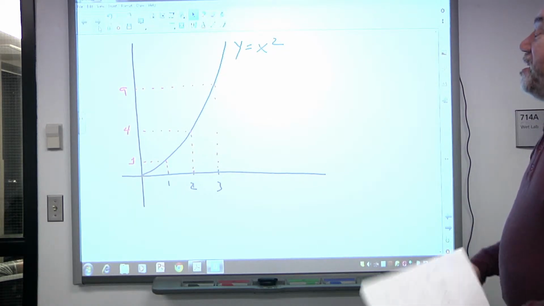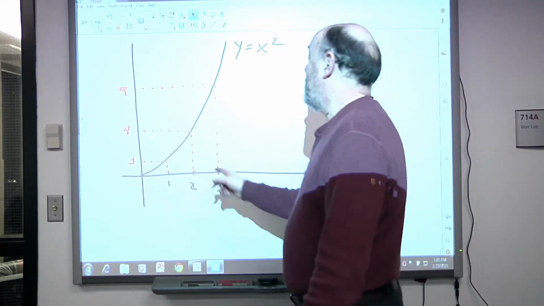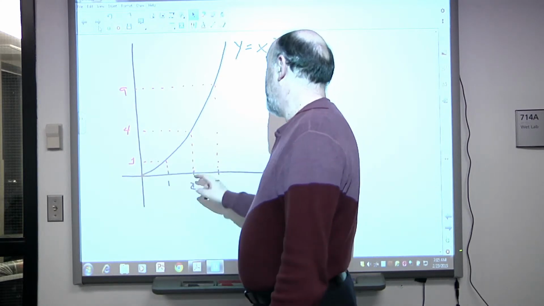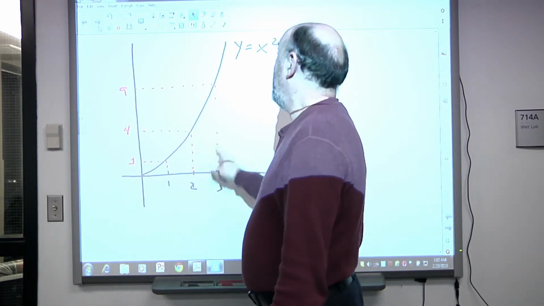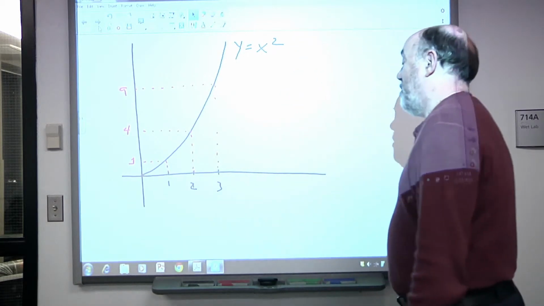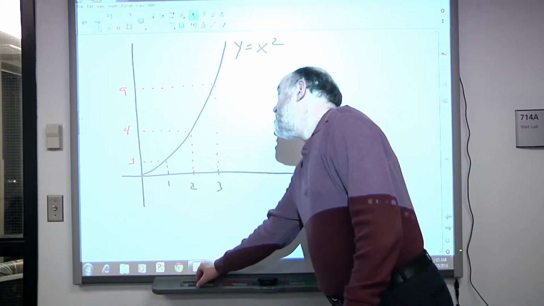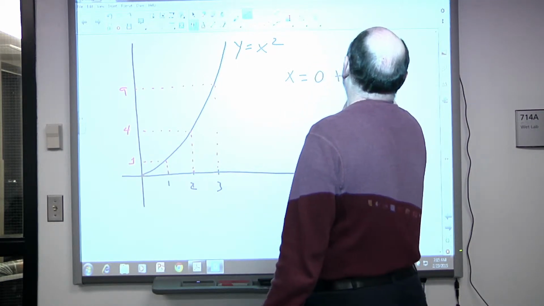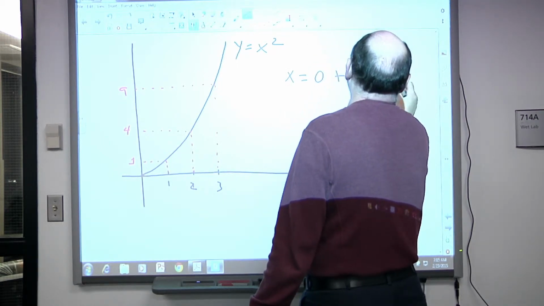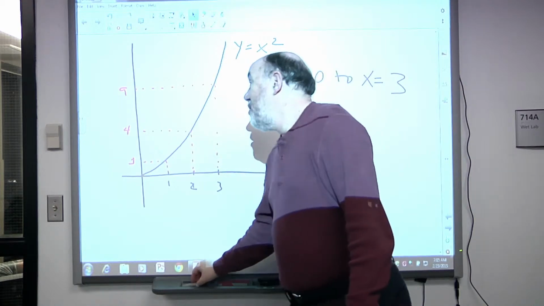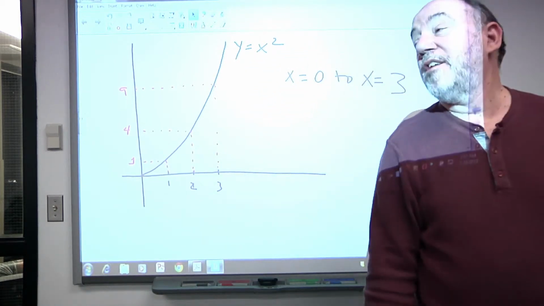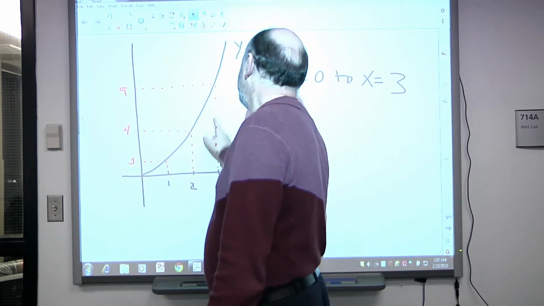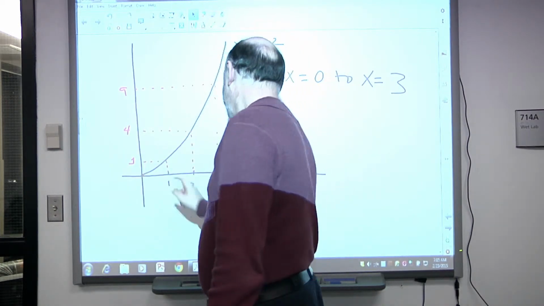So I want to find the area underneath my curve of y equals x squared. When x is 1, y is 1, when x is 2, y will be 4, and when x is 3, y will be 9. Let's say I want to know the area underneath the curve from x equals 0 to x equals 3. Well, I know how to find the area of rectangles, so I can say, okay, here's a rectangle from 3 up to 9, and here's my area.